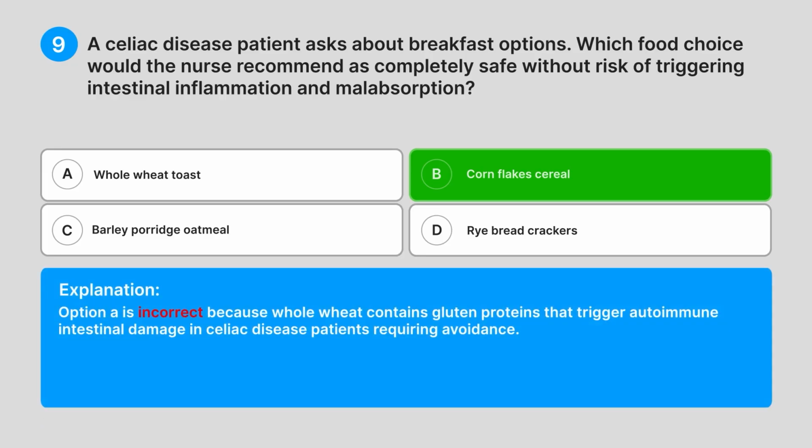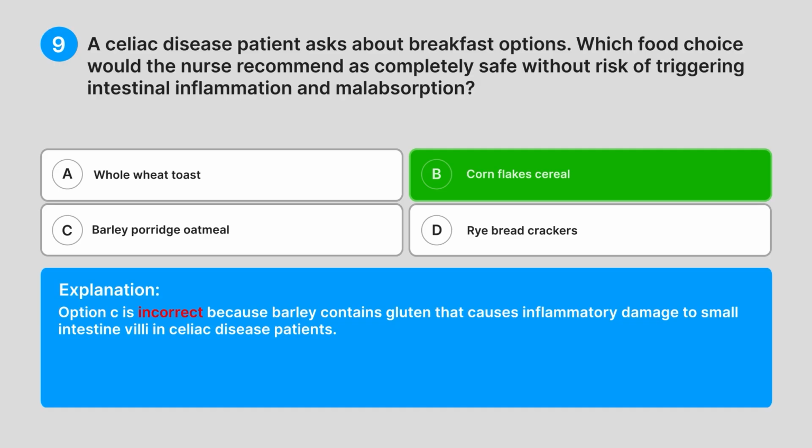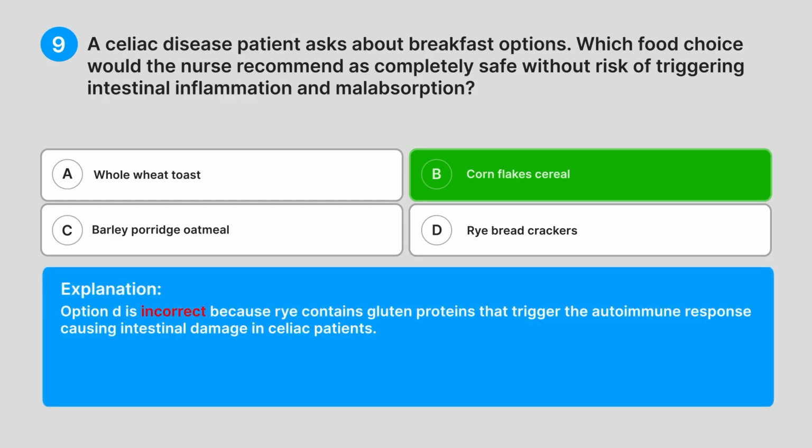Option A is incorrect because whole wheat contains gluten proteins that trigger autoimmune intestinal damage in celiac disease patients requiring avoidance. Option C is incorrect because barley contains gluten that causes inflammatory damage to small intestine villi in celiac disease patients. Option D is incorrect because rye contains gluten proteins that trigger the autoimmune response, causing intestinal damage in celiac patients.